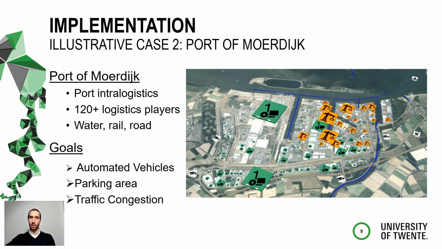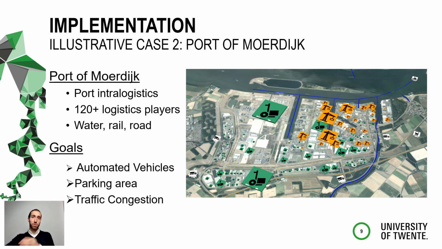Let's continue to the second case study, the port of Moerdijk. Here we focus on interlogistics, and this happens between more than 120 logistics players, as you can see in the picture. The port services water, rail, and road modalities, and is now focusing on the idea of using automated vehicles, driverless vehicles, electric vehicles, to move containers between warehouses and terminals, but also to move containers from a pre-gate parking area to the internal area of the port.